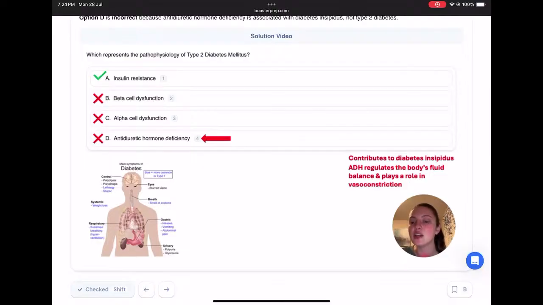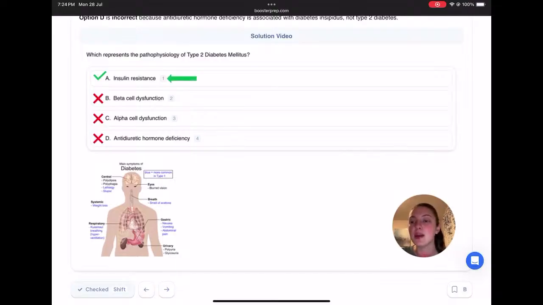The lack of ADH results in the kidneys being unable to concentrate urine, leading to large amounts of dilute urine being produced and causing this type of diabetes. The symptoms of diabetes insipidus are similar to type 1 and type 2 diabetes, but are more centered around fluid, meaning you'll see polyuria and polydipsia, but not really polyphagia. But because this hormone deficiency, once again, has nothing to do with type 2 diabetes, like the question is asking, we knew that this answer choice was also incorrect.